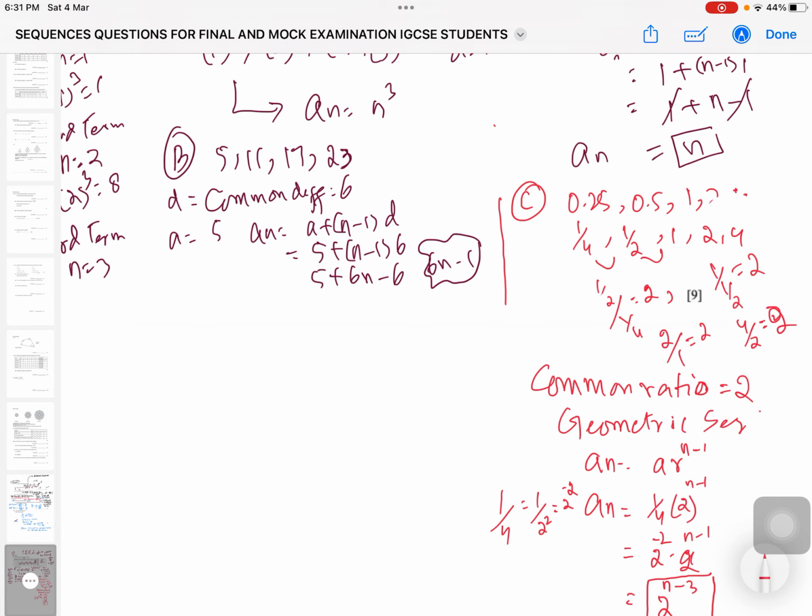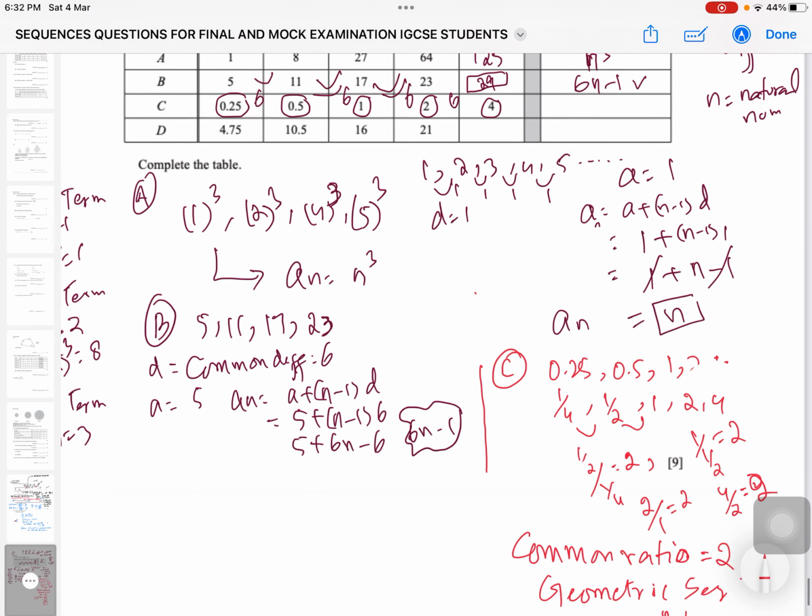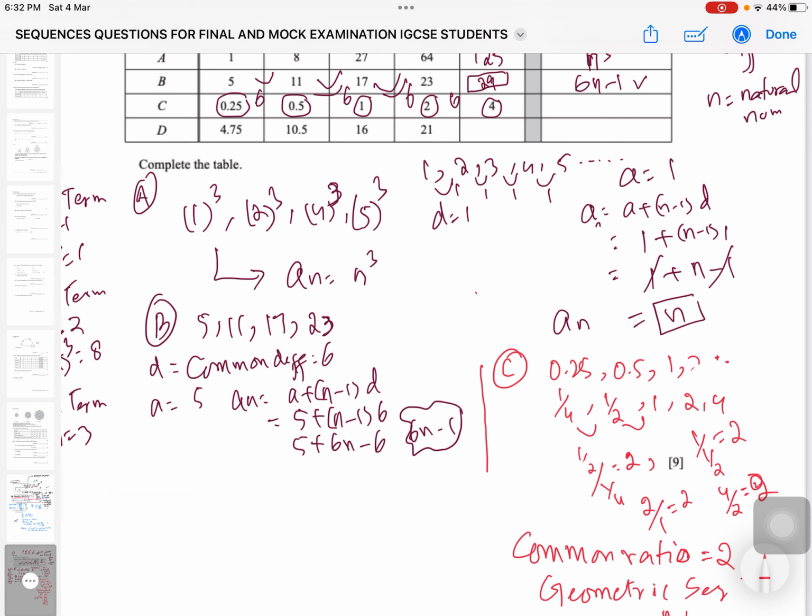Now see here. Come here, please. They want this. So we got 2 power n minus 3, that thing. Or you can also write 1 upon 4 into 2 power n minus 1. So both are the answers.